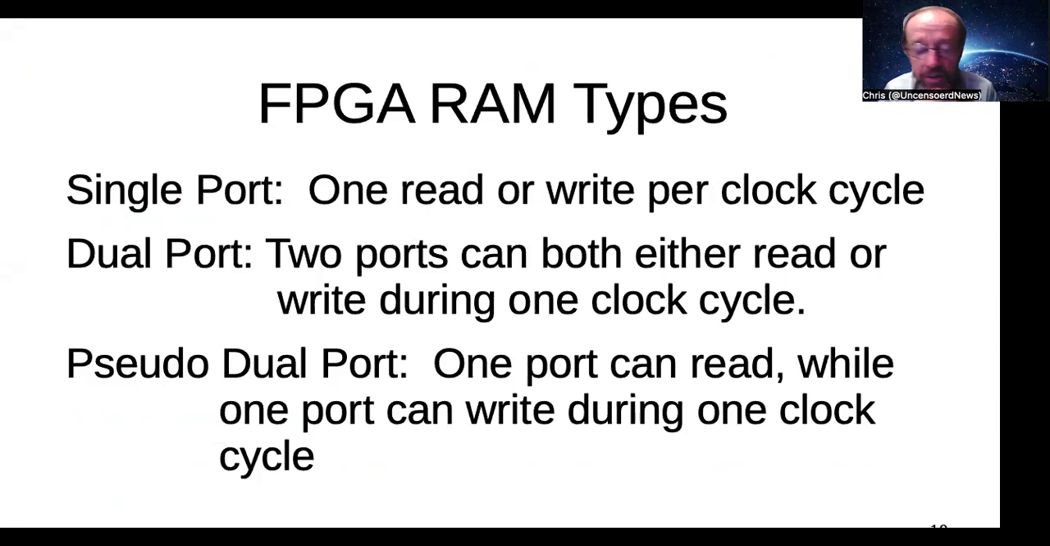To understand it, you need to understand memory types. So we have single port memory, one read or write per clock cycle. We have dual port memory. 2 ports can both either read or write during one clock cycle. There's also something called pseudo-dual port, where one port can read while the other port can write during one clock cycle, but you can't have 2 reads and you can't have 2 writes.